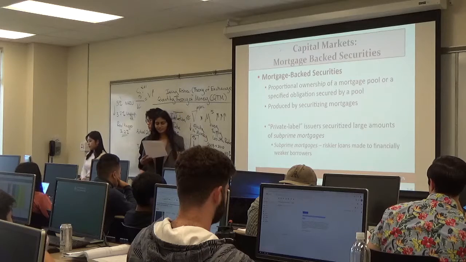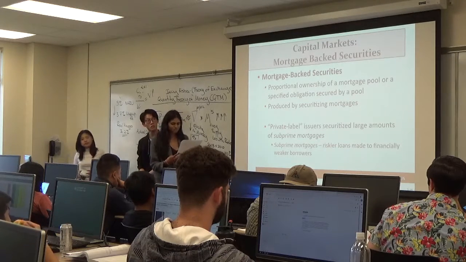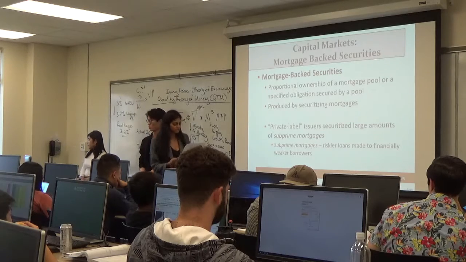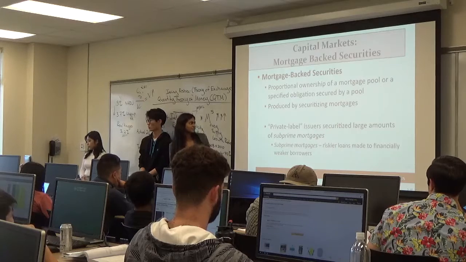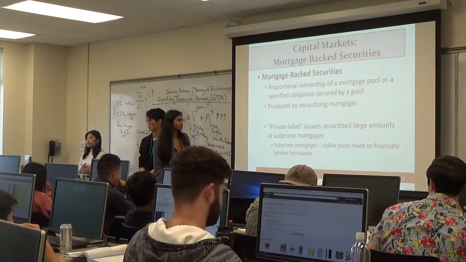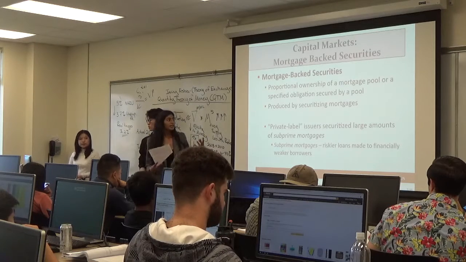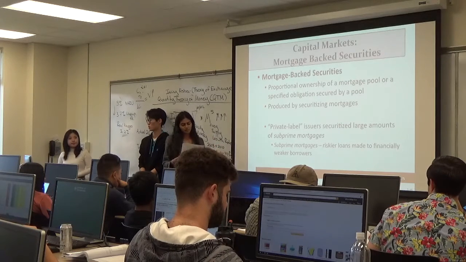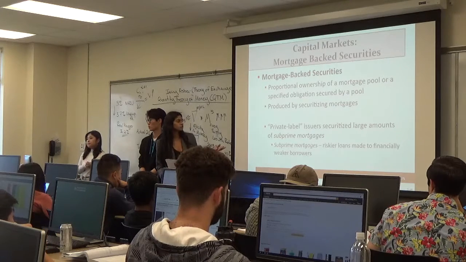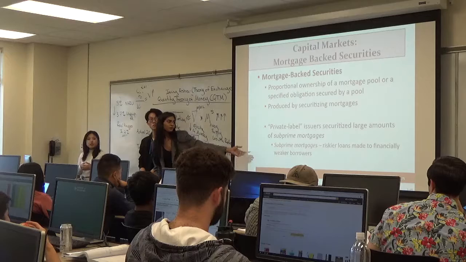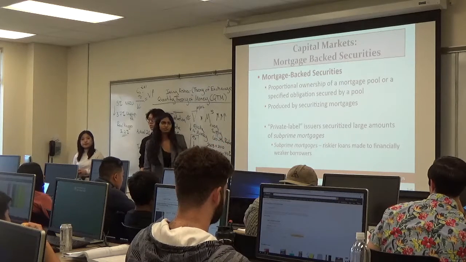A mortgage-backed security is either an ownership claim in a pool of mortgages, or an obligation that is secured by such a pool, and is produced by securitizing mortgages. In the years leading up to the financial crisis, private label issuers securitized large amounts of subprime mortgages. Subprime mortgages mean riskier loans made to financially weak borrowers.